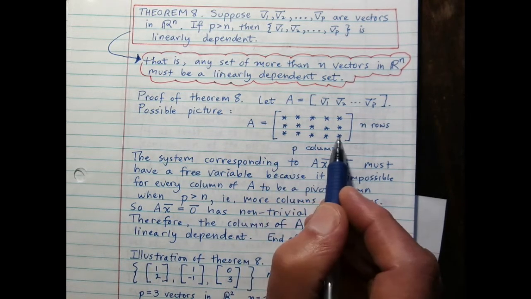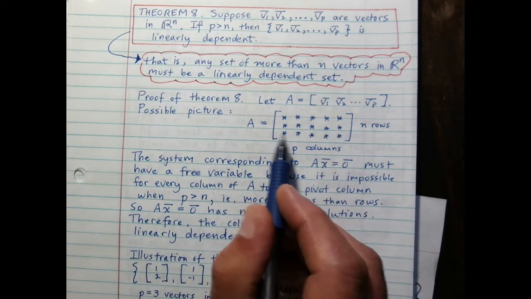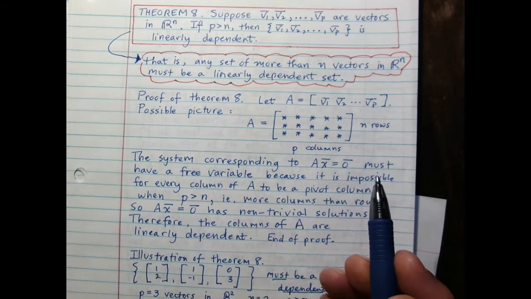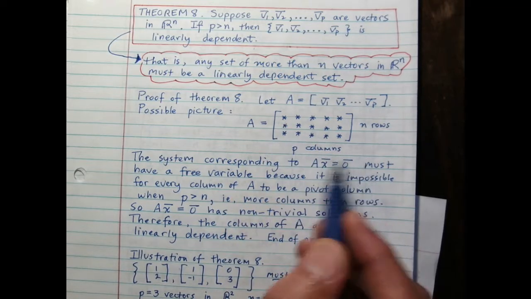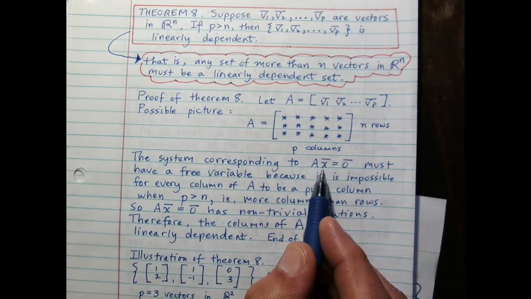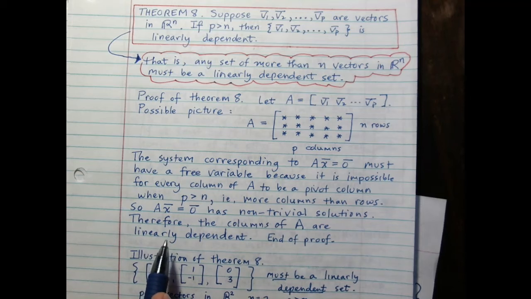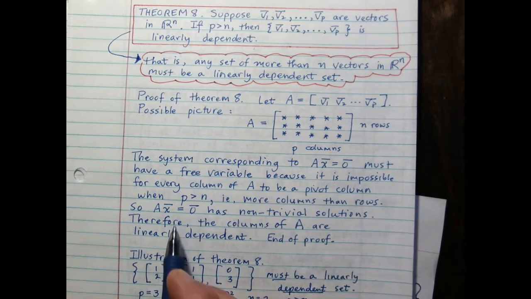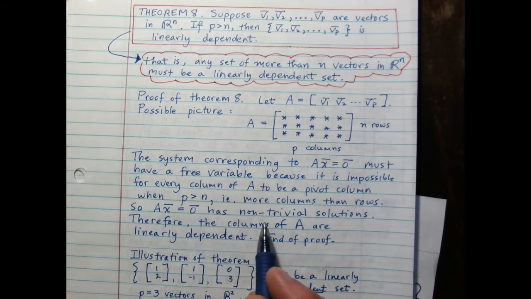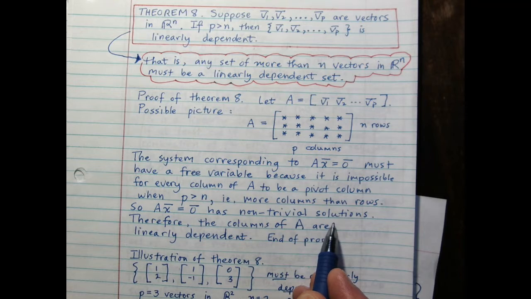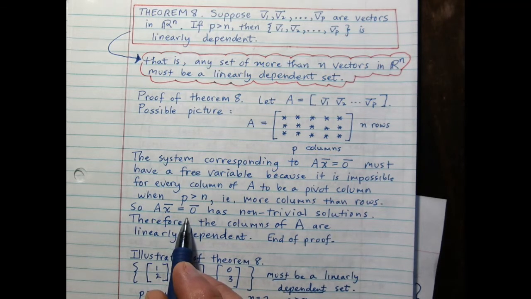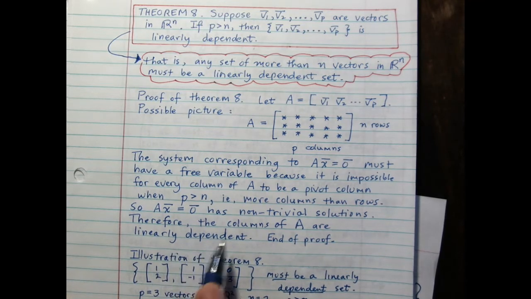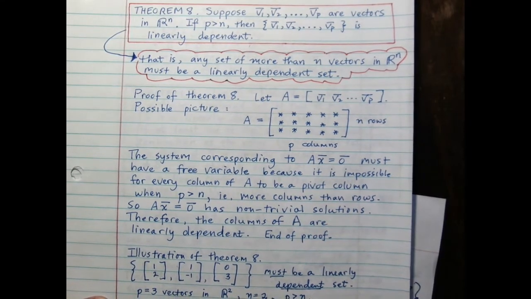Because we have more columns than rows, we cannot have a pivot column for each one of the variables in the Ax = 0 solution. So since every column cannot be a pivot column in A, Ax = 0 must have non-trivial solutions. There's got to be a free variable. Ax = 0 must have non-trivial solutions. So the columns of A are linearly dependent, from our result on the previous page.